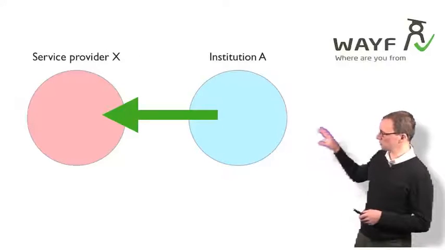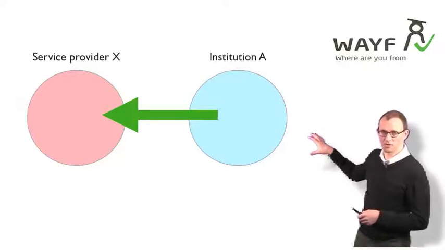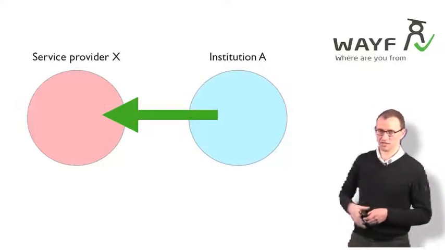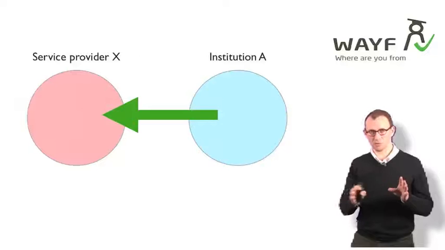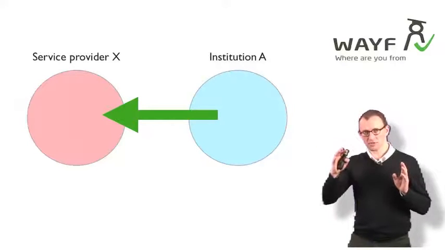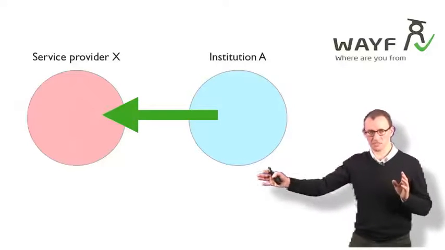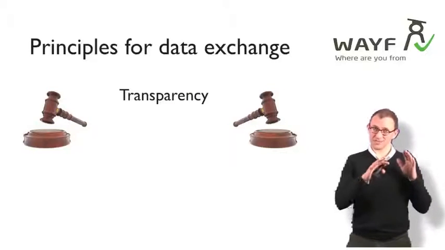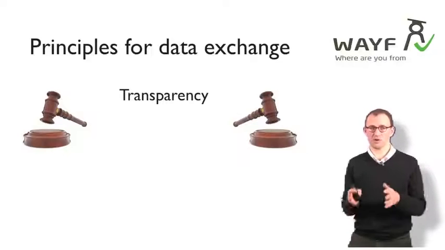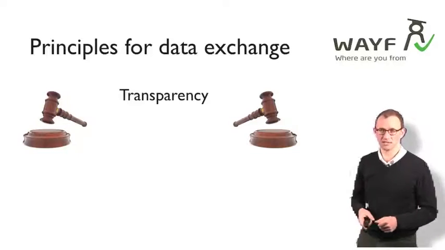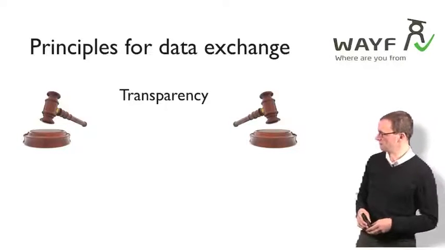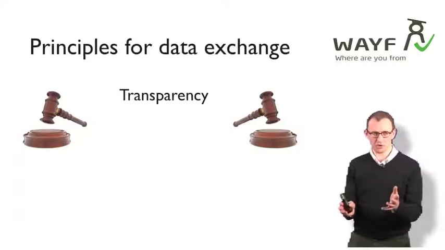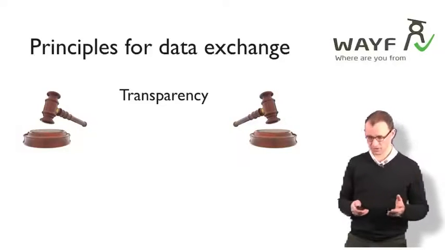So we want to take user information from one security domain to another, from the institution to the service provider here. That's the main thing. We want to move personal information across administrative domains. Now, there are principles. There is law in place, and there are principles for how to do this data exchange. First of all, it has to be transparent. It has to be visible. The user has to be aware that something about him is going on here.